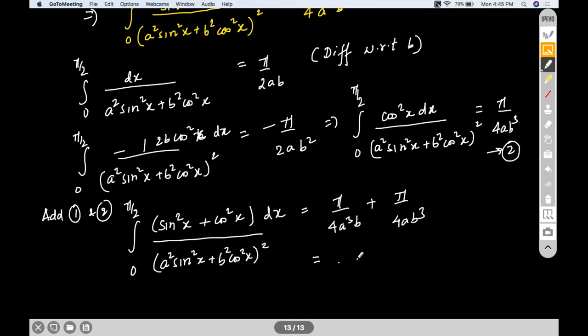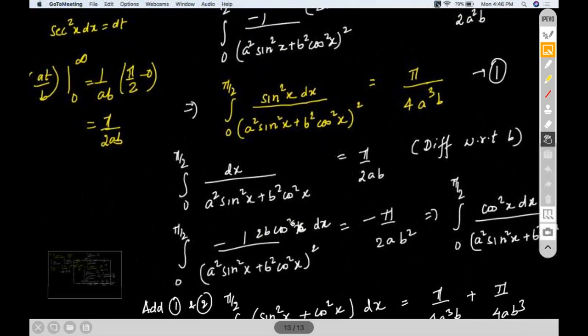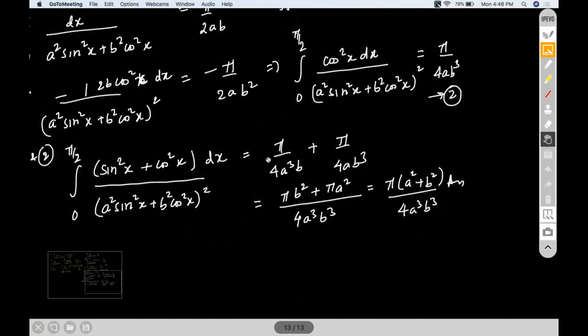So let us take the LCM of a cube b cube. You'll get pi b square here and pi a square over here, which is nothing but pi (a square plus b square) by 4 a cube b cube. This is my answer. Is this what we wanted to show? Yes, absolutely. This is what we wanted to show. Correct? Is that fine?